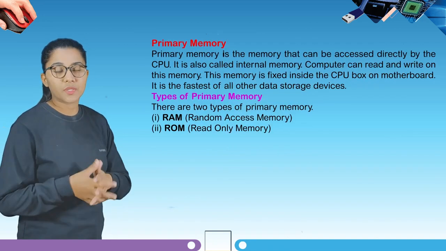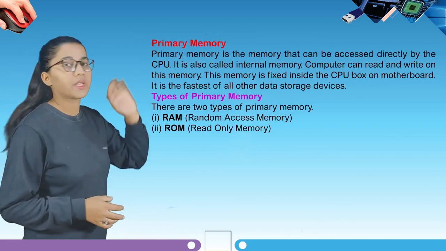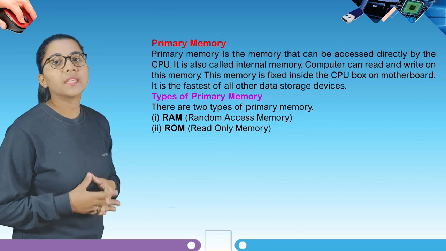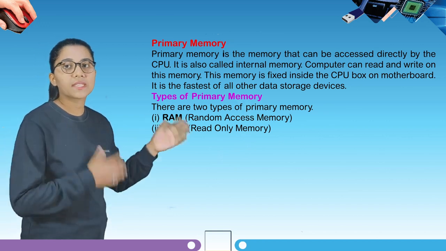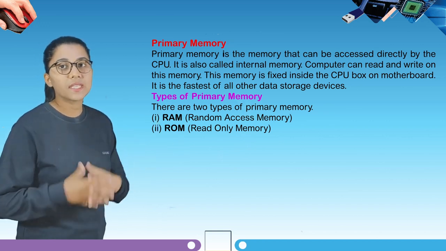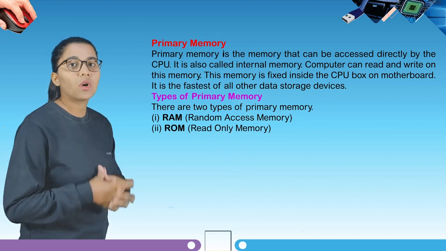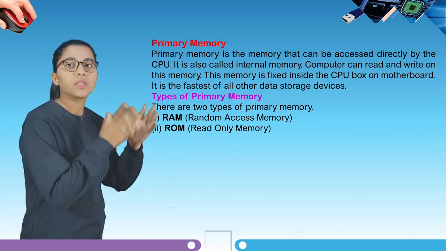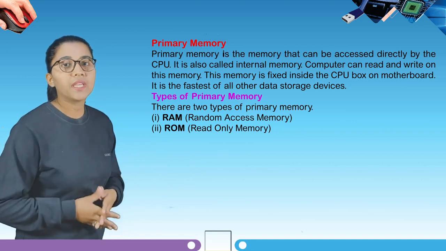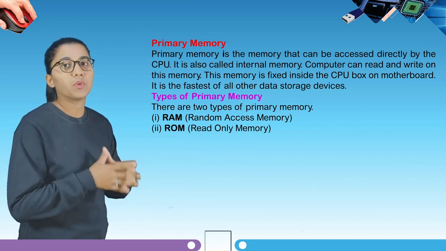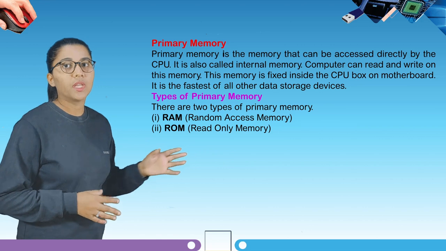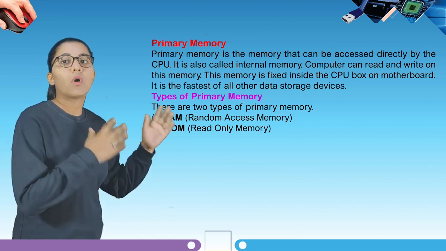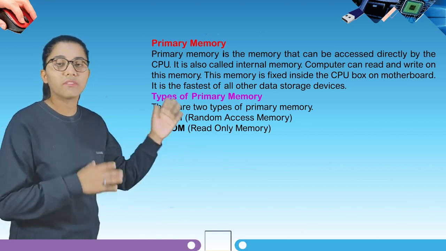So students, first we have primary memory. Primary memory is the memory that can be accessed directly by CPU. It is also called internal memory. Computer can read and write on this memory. This memory is fixed inside the CPU box on the motherboard. It is the fastest of all other data storage devices.